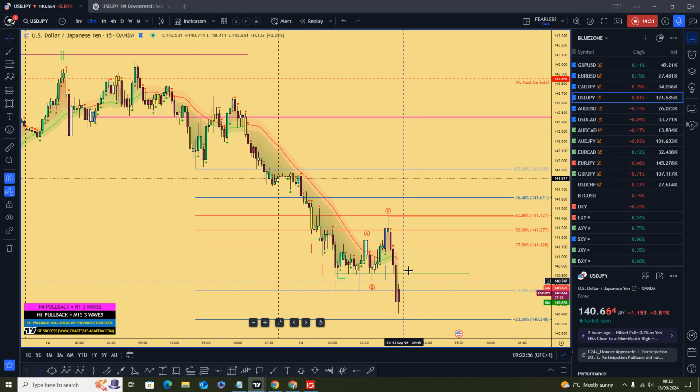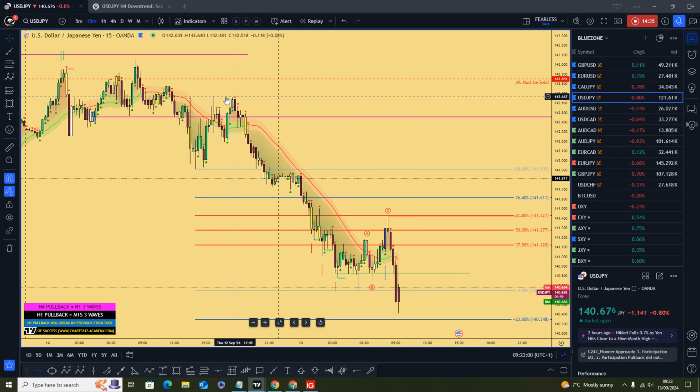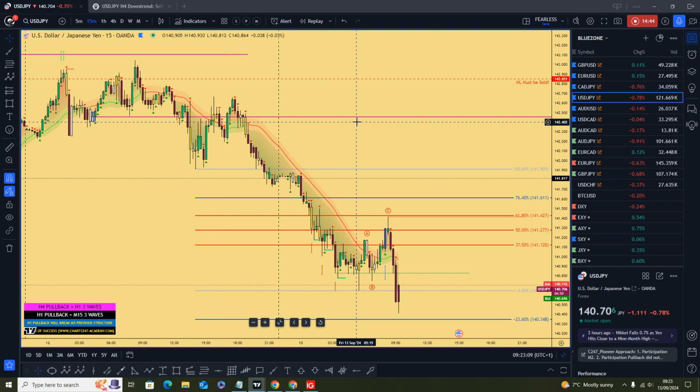We're expecting price to break this high or even go ahead and break this structure that was created in New York yesterday. So that is basically what we have this morning, Friday the 13th of September 2024.